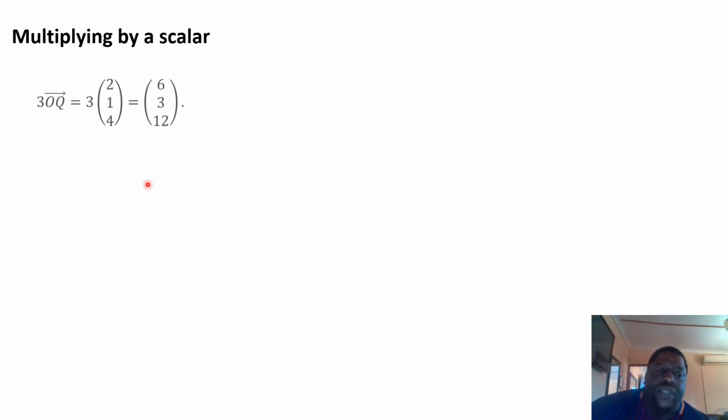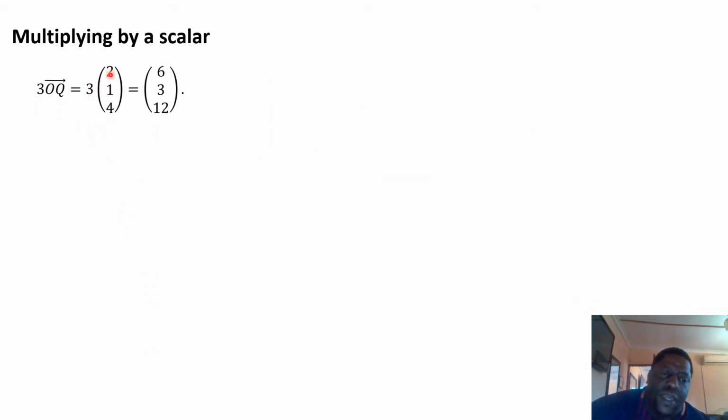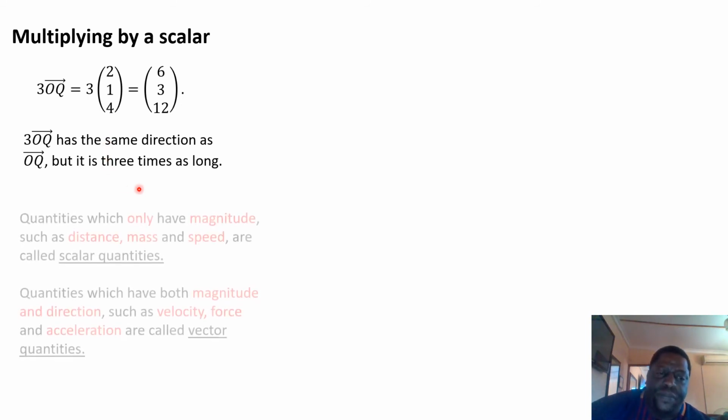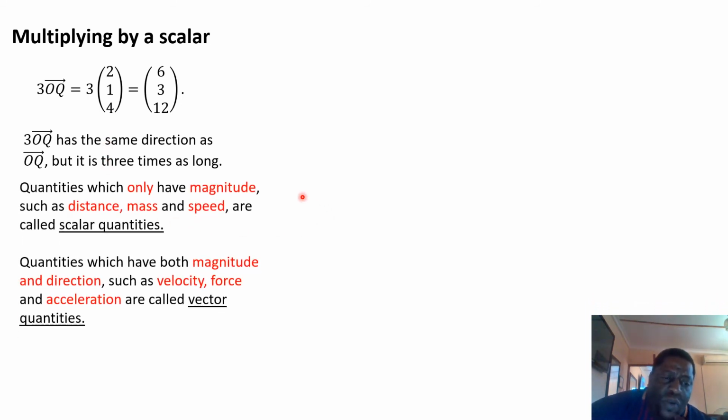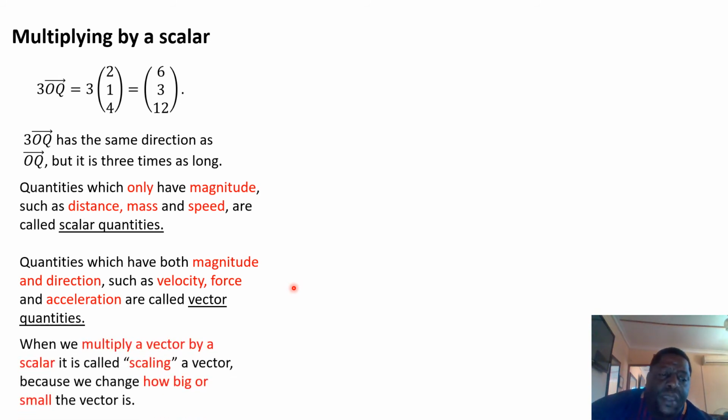Multiplying by a scalar, now it's not that difficult. You multiply each component in the column vector by that scalar, 3 times the direction, 3 times as long. Quantities which only have magnitude, such as distance, mass, and speed, are called scalar quantities. But things that have got magnitude and direction, such as velocity, force, acceleration, are vector quantities. So what is velocity? Velocity is like speed, and then also the direction.